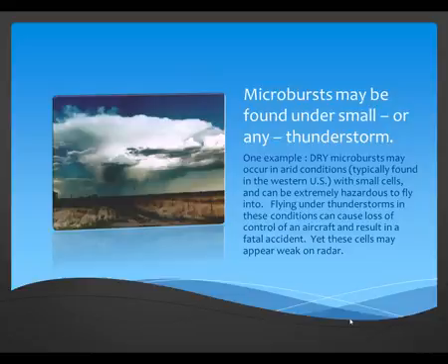And one example of a fairly small thunderstorm that can produce a severe microburst condition are the dry microbursts that occur in the western United States. These thunderstorms will appear weak on radar, but flying under these thunderstorms can cause loss of control of an aircraft and result in a fatal accident.